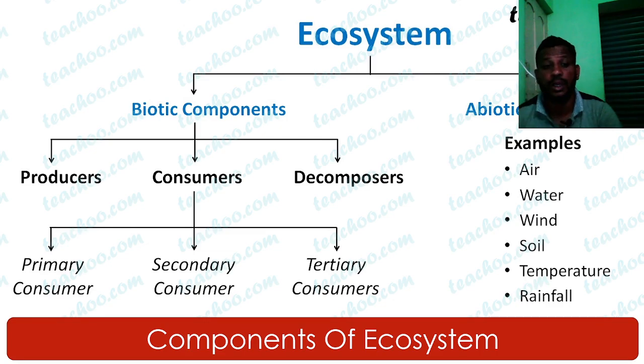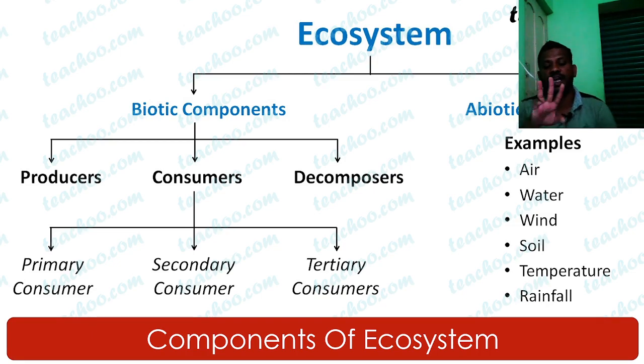If we come to the biotic component, we see three subcategories. One is the producer, which are the green plants. The second is the consumer, which consumes the green plants. And the third, the decomposers, decompose the dead green plants, and even the consumers are also decomposed by the decomposers.